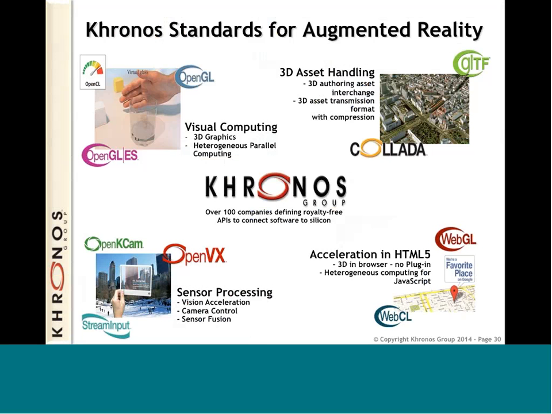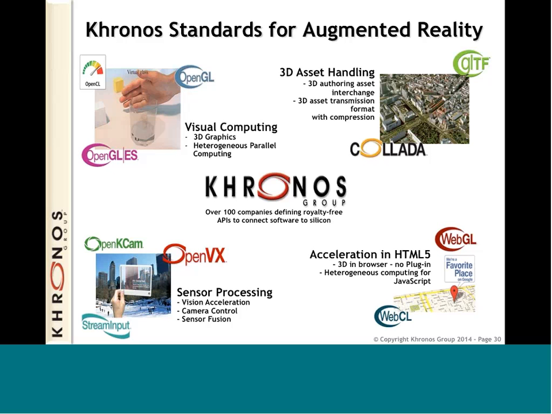Let's begin with the Khronos Group. The Khronos Group has been working to develop royalty-free APIs to connect software to silicon. It's really been a very productive collaboration. There's over 100 companies working in this standards development organization. We can think of 4 different areas that are relevant for augmented reality. Starting in the upper left, there are some visual computing specifications, OpenGL, OpenGLES, and OpenCL, that are for graphics and to help the software access the silicon for heterogeneous parallel computing. In the upper right, the Khronos Group is responsible for Collada. That is a 3D asset interchange format. And then more recently, they have a 3D asset transmission format, which I'll be explaining to you in more detail in a moment.